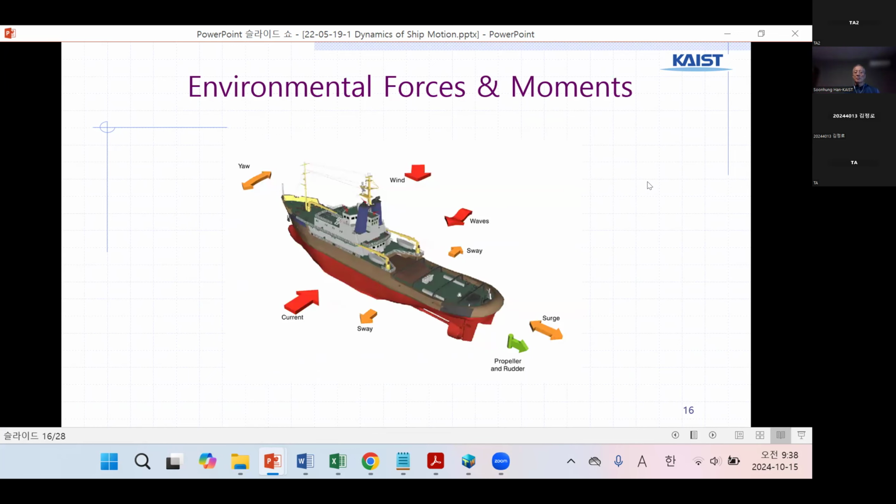And environmental forces are coming, the wave and wind and others. The waves come in different directions, and also the wind. And current is another force, streaming. And also propeller and rudder forces are coming that create many different motions. Complicated six degrees of freedom.